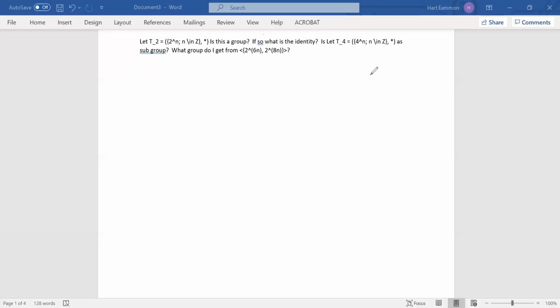That right there is not an actual sentence, but so, let T4 equal this.